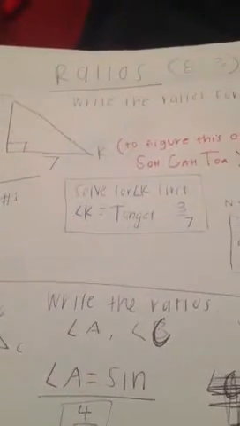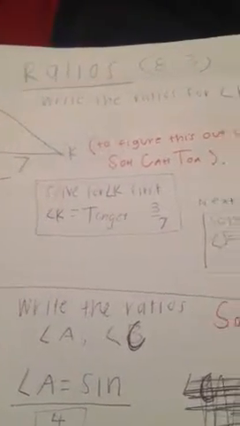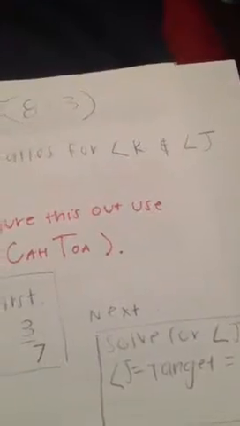Alright guys, chapter 8. In the beginning, they actually talk about ratios, and we didn't do a lot of that in class. For ratios, they're going to ask us to write the ratio for angle K and J. Okay, so we have our triangle, triangle JLK, and they already gave us these numbers.